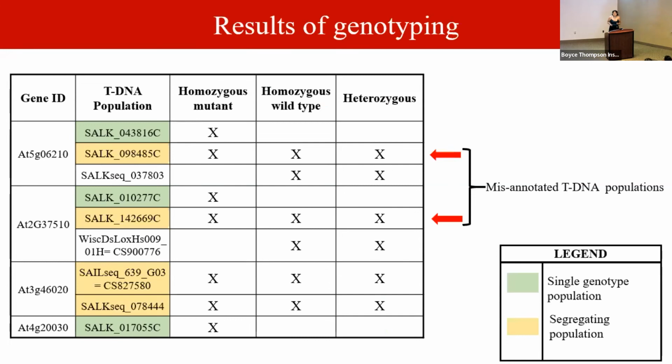This table shows our genotype results for 9 of the tDNA populations. Under the 3 different genotypes, there's an X if this genotype was present in that group. The yellow highlighted shows single genotype populations, green shows single genotype populations, while the yellow is segregating populations. Now, marked with 2 red arrows are 2 misannotated tDNA populations. As explained earlier, the C at the end of the tDNA population name marks these groups to be homozygous populations, but this was actually not the case. I found these 2 groups to actually be misannotated and to actually be segregating populations and not homozygous.